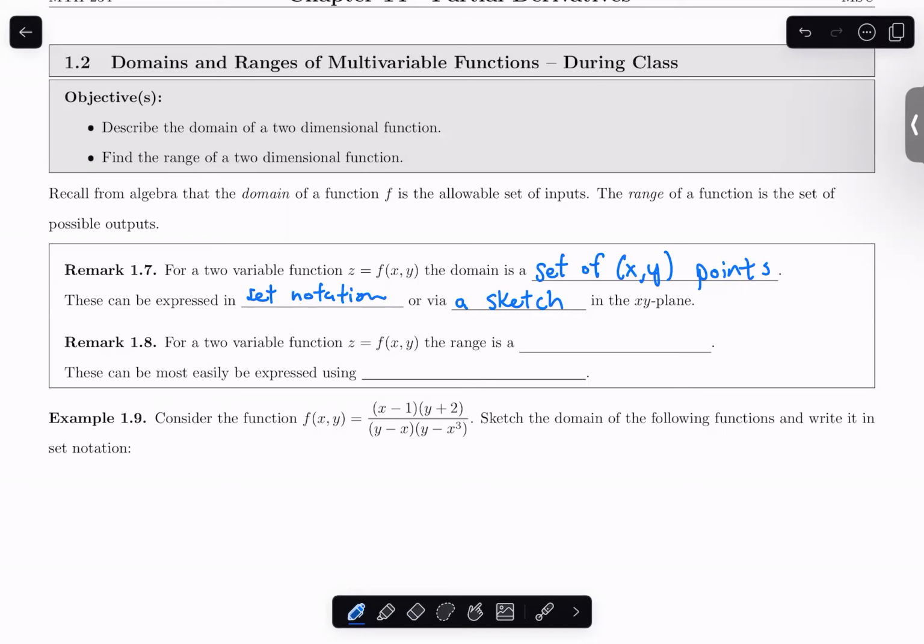On the other hand, when we talk about range, range is supposed to be an output, right? So in this case, we have the range, a set of z values. So the range is a set of z values. Those are numbers, right? So it's not an ordered pair, but they're numbers, things like 5 and 13 and negative 12 and what have you. And so therefore, these can maybe be most easily expressed using the interval notation, that again, hopefully you know and love from algebra notation.